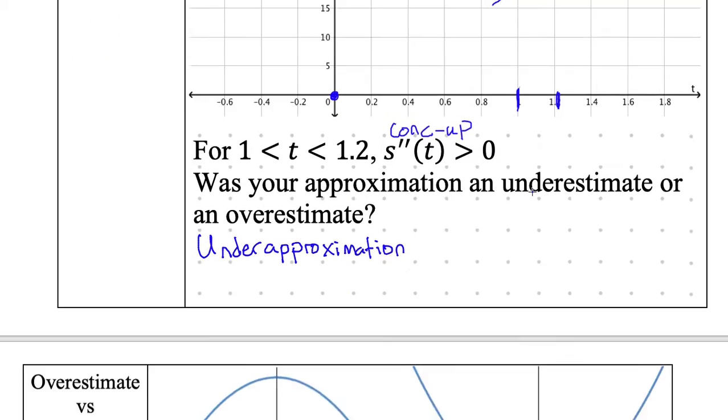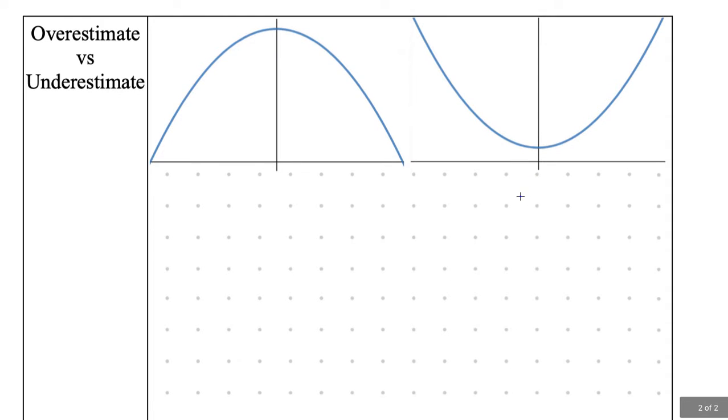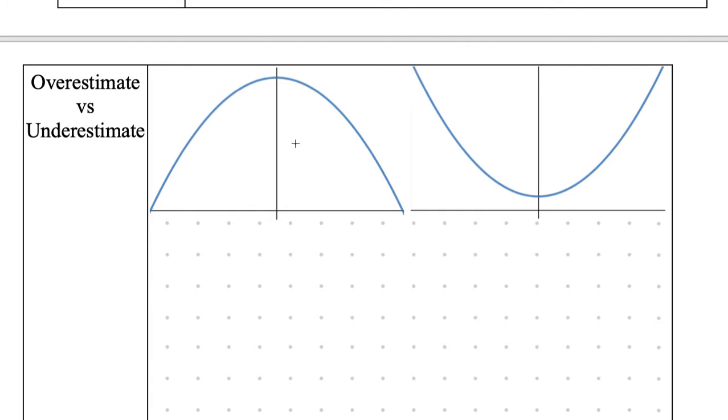All right, so let's go to the back. The difference between an overestimate and an underestimate, I keep saying it backwards, but it's fine. So let's say I have a graph that is completely concave down. Let's go ahead and say that we draw a slope over here on the left-hand side. So everyone draw the slope with me. There's a slope.